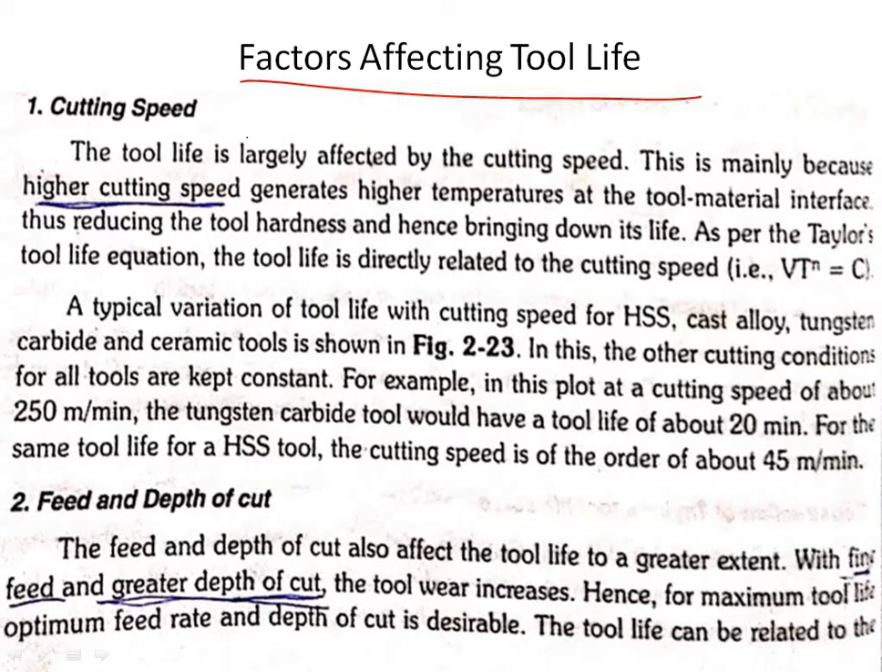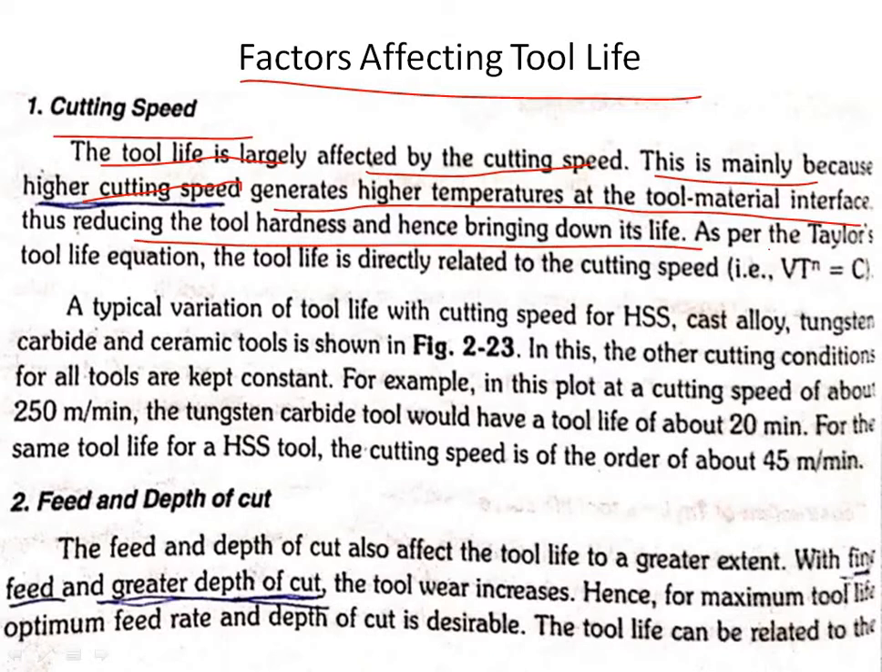Factors affecting tool life, first one is cutting speed. So what is cutting speed? The tool life is largely affected by the cutting speed. This is mainly because higher cutting speed generates higher temperatures at the tool material interface, thus reducing the tool hardness and hence bringing down its life. As per Taylor's tool life equation, the tool life is directly related to the cutting speed, like VT^n = C, as we have discussed in the previous slide.